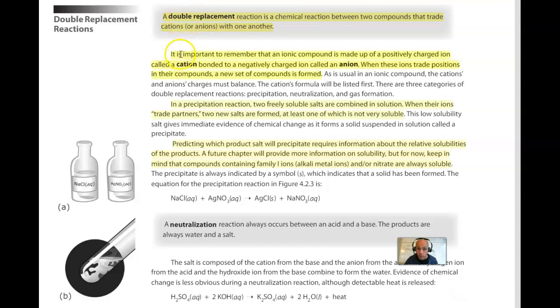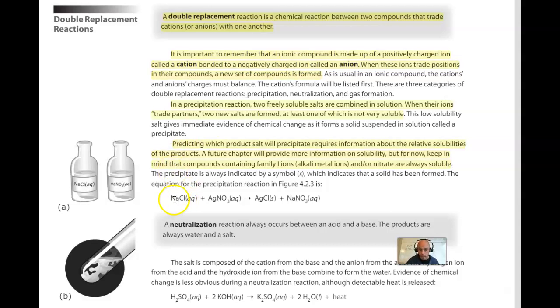It's important to remember that an ionic compound is made up of a positively charged ion called a cation and a negatively charged ion called an anion. And when these ions trade positions, a new set of compounds is formed. Double replacement reactions tend almost always to occur in an aqueous environment. And like we learned earlier, when an ionic compound is dissolved in water, the ions dissociate from each other and are free to move around.